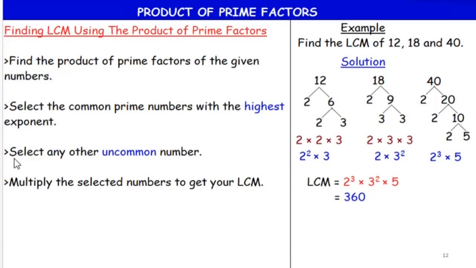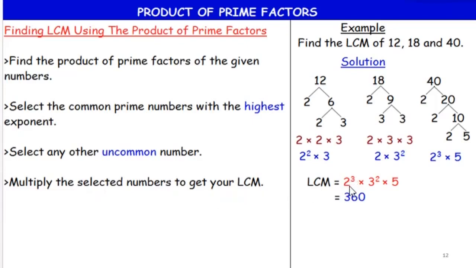Okay, then we select any other uncommon number. Emphasis on the word uncommon number. So here we've seen the common numbers, that is 2 and 3. Now if there's any other uncommon number, we just add it to it, right? So for sure there is an uncommon number here, which is 5. So 5 is only exclusive to the number 40, to the product of prime factors of 40. But then it is not common to 18 and 12. But with LCM, we are going to add any other uncommon number. So afterwards, you are going to multiply the selected numbers to get your LCM.